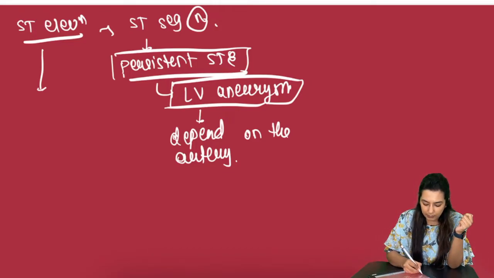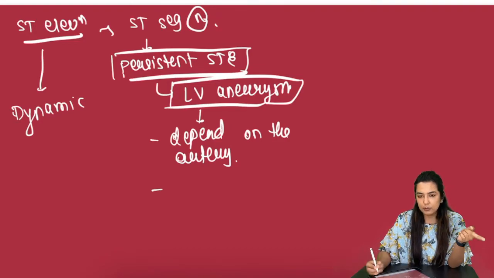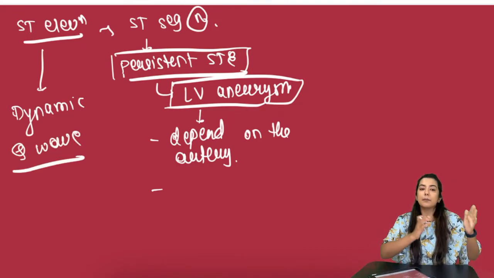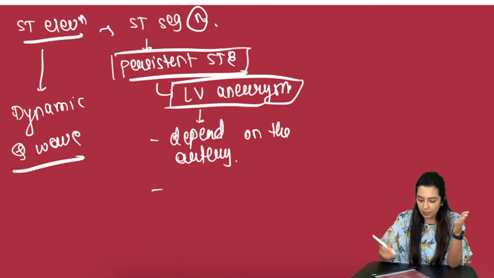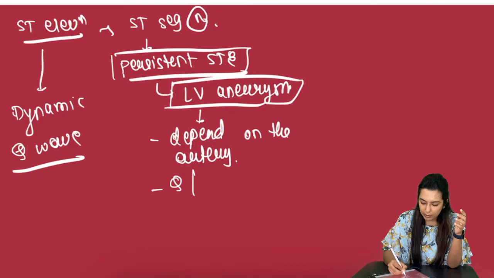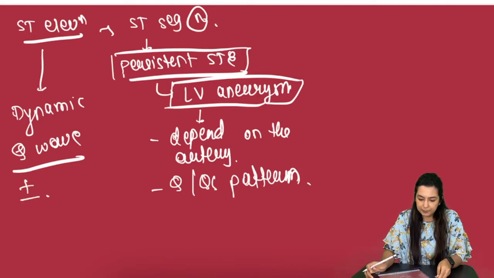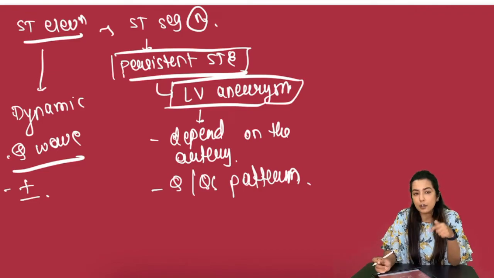Again, I told you there will be dynamic changes in STEMI, whereas there will be non-dynamic changes in LV aneurysm; it will be the same. And as I told you in the previous slide, in ST elevation MI there will be Q wave appearing. It is possible in STEMI that the Q wave has still not appeared and the dynamic changes are still to appear, but in LV aneurysm the Q or QS pattern is always present. Okay, always present, it can be plus minus.